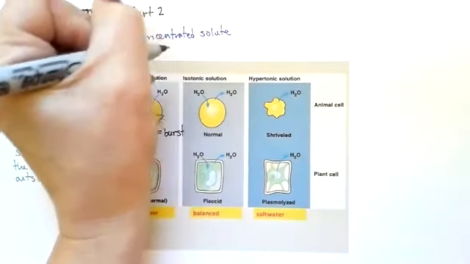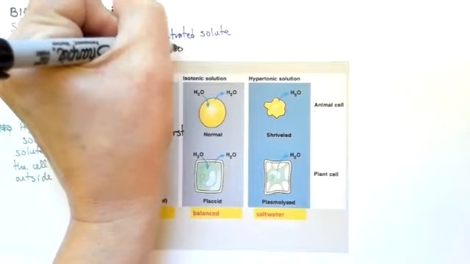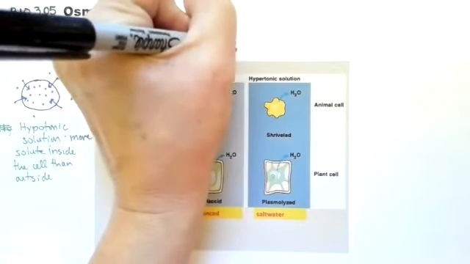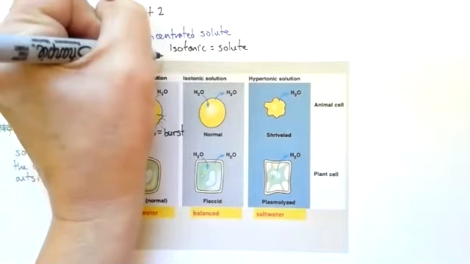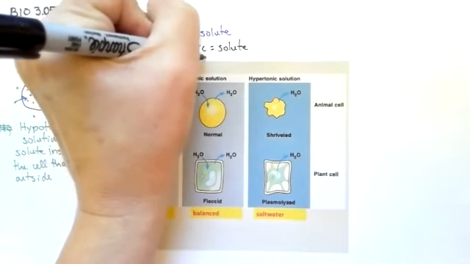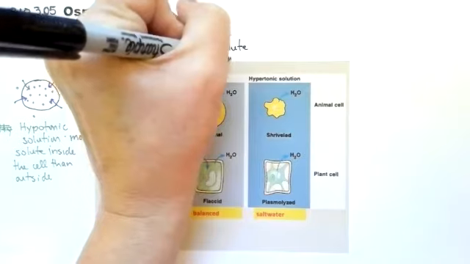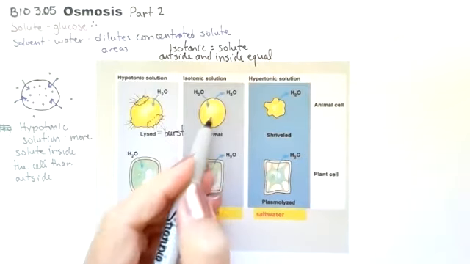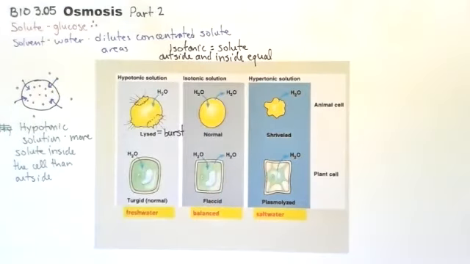So isotonic means the solute outside and inside are equal. So the amount of water that comes in is equal to the amount of water that leaves. Hold on to this because we're going to talk about plants at the end.